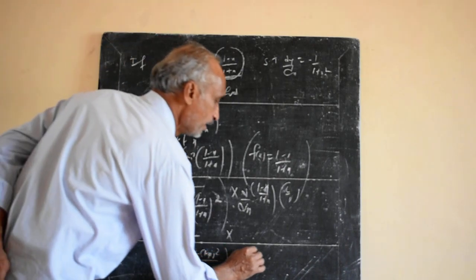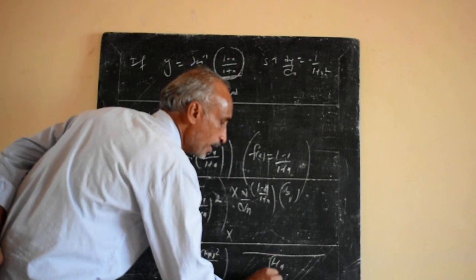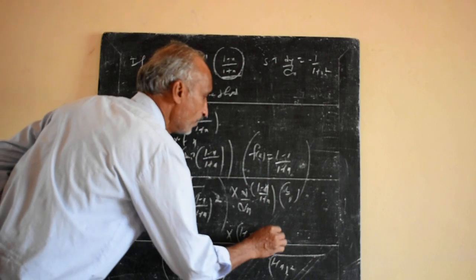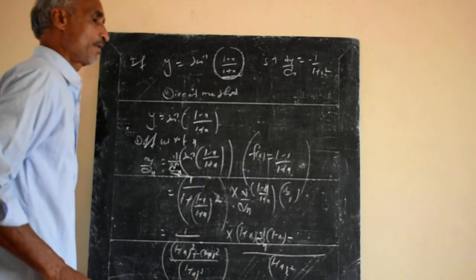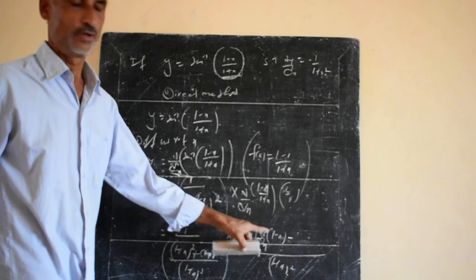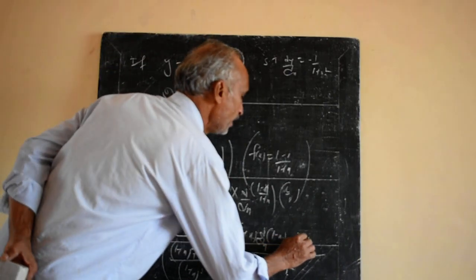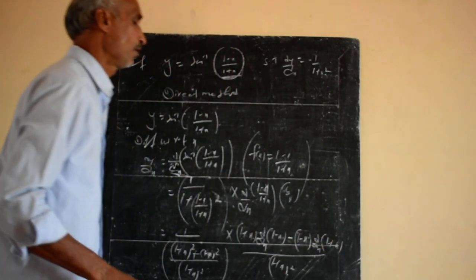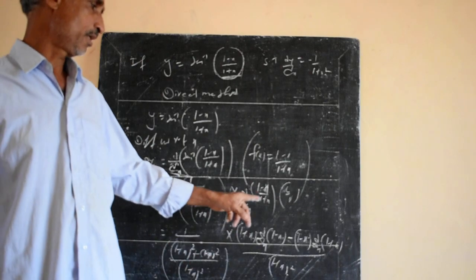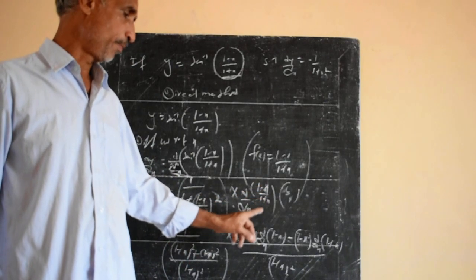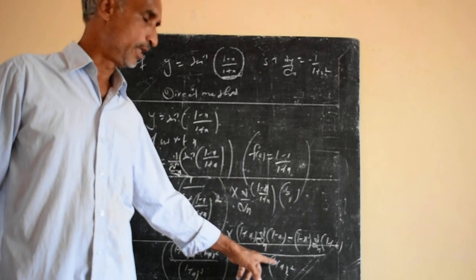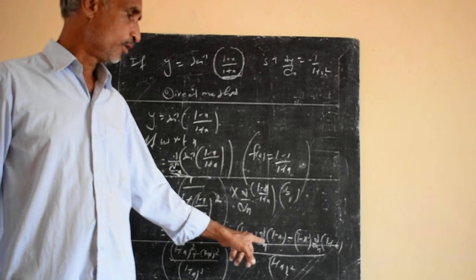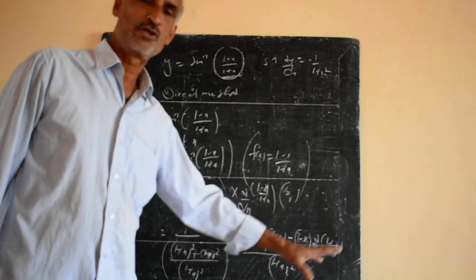Then what is the quotient formula? The denominator the whole square. In the numerator, denominator into d by dx of numerator minus numerator into d by dx of denominator. Okay, is it not? The quotient formula is like this: u upon v, numerator upon denominator, the differentiation is in the denominator the whole square, in the numerator denominator into differentiation of numerator minus numerator into differentiation of denominator.